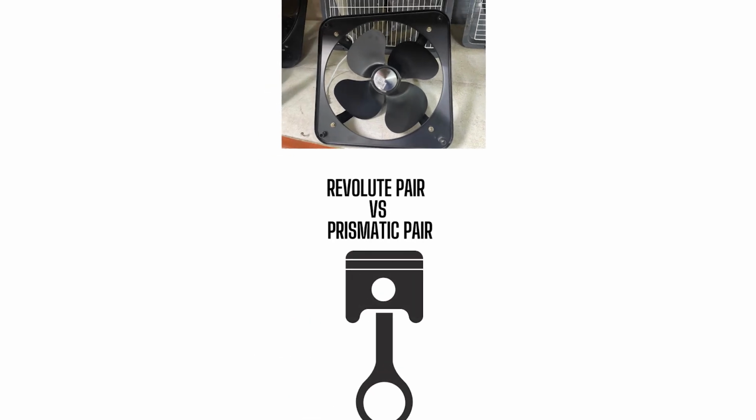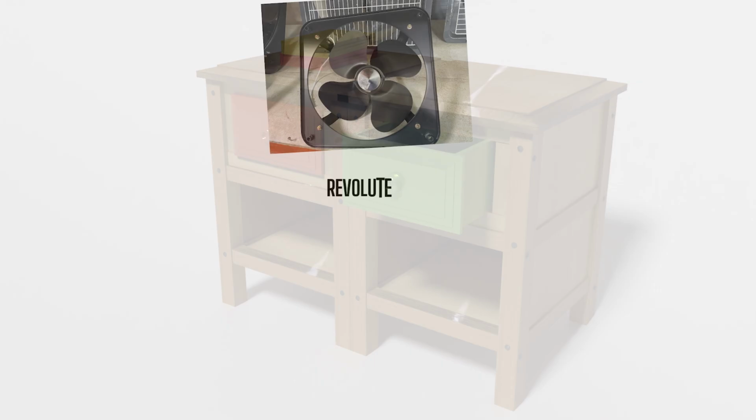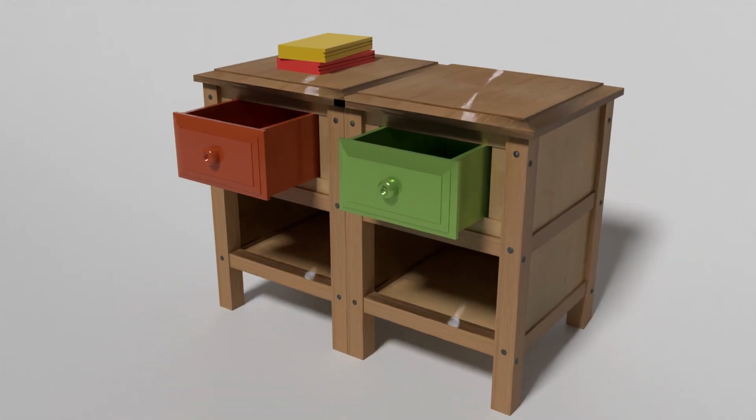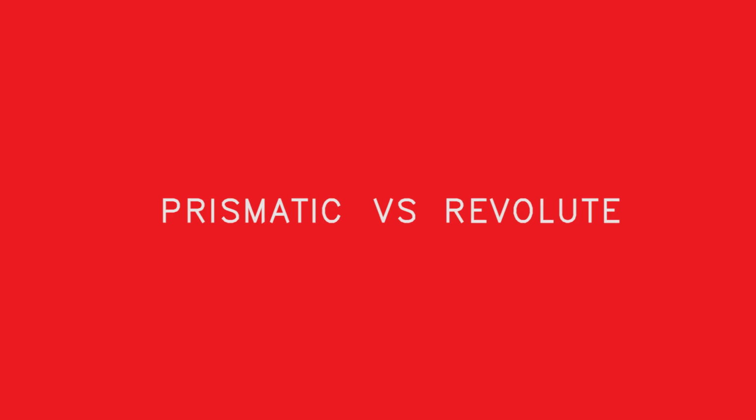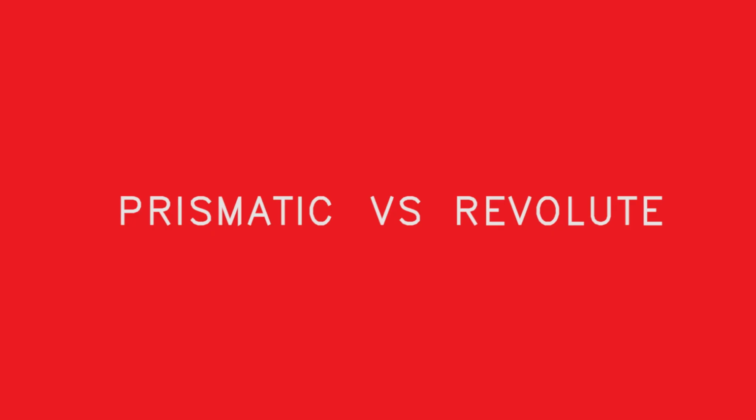Ever wondered how robots move with such precision? What makes your drawer slide but your fan spin? It all comes down to just two basic motion pairs. First one is Prismatic and another one is Revolute. Let's break it down with animations and real world examples.